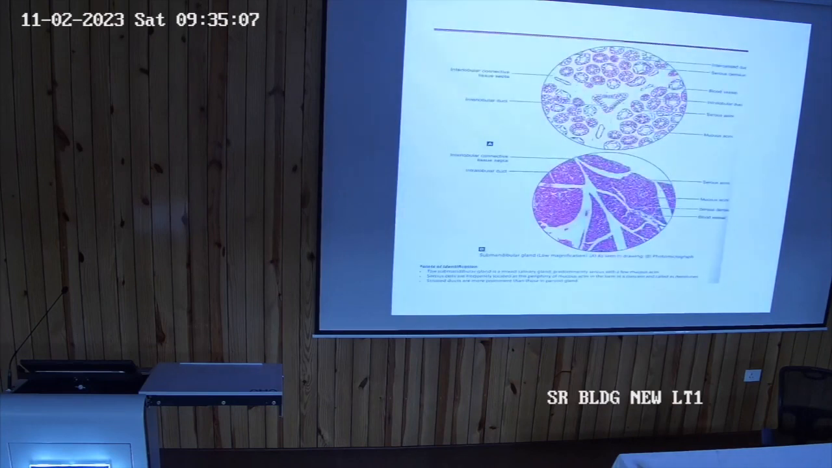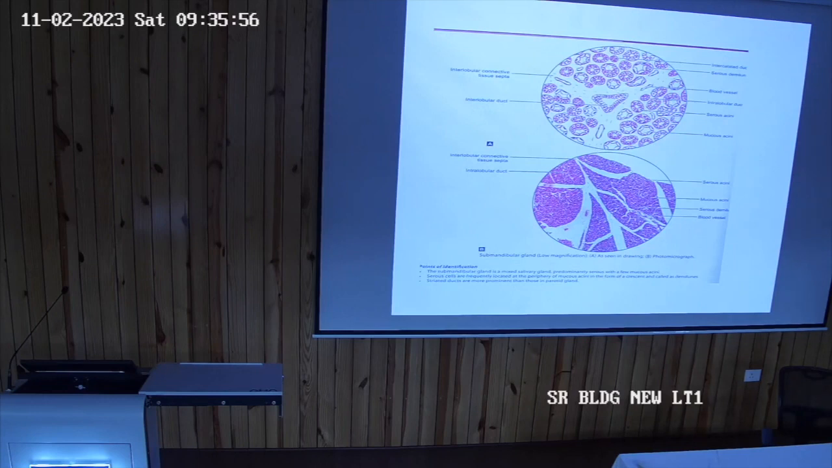Now look at this one. See the lumen of the acini. They are cuboidal cells, and the lumen is wider. The nuclei of the cells are flattened and close to the basement membrane. The lumen is wider, and the staining of the acini is light. They are lightly stained. Serous acini are darkly stained. Mucous acini are lightly stained. All right, we have seen the mucous acini.